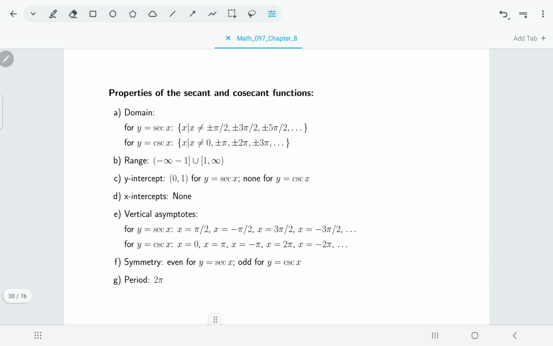And as far as the vertical asymptotes go, again, this is the same list of the x-intercepts that we would have had for cosine. It has x-intercepts at pi over 2, minus pi over 2, 3 pi over 2, minus 3 pi over 2. So secant has those locations for its vertical asymptotes. And sine has x-intercepts at 0 and pi and 2 pi and 3 pi. So cosecant has its vertical asymptotes there as well.